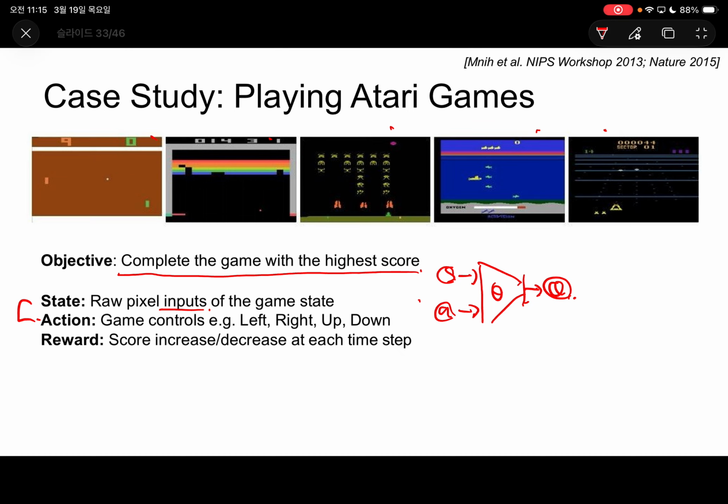These are four actions, so we can make a one-hot vector. For example, 1 0 0 0 could be left, 0 1 0 0 could be right, 0 0 1 0 means up, and 0 0 0 1 could be down. We can pass this one-hot vector as an action encoding to the DQ network as an action input. And the reward is the score. We have the score, which increases or decreases at each time step.